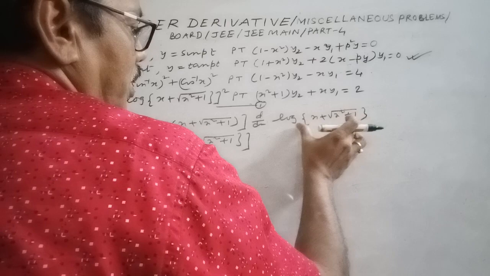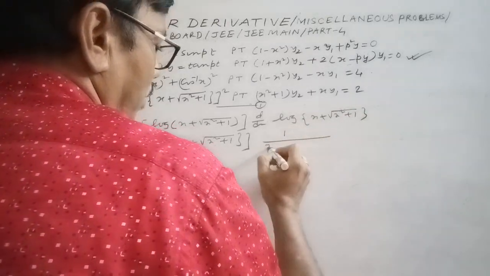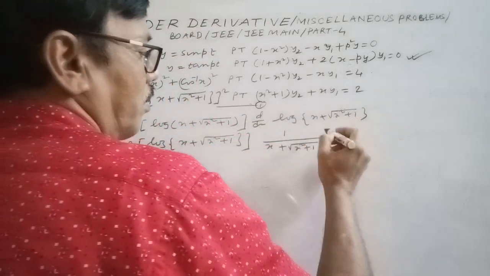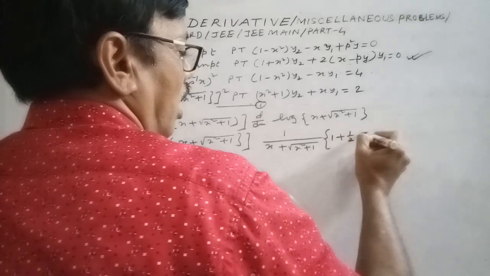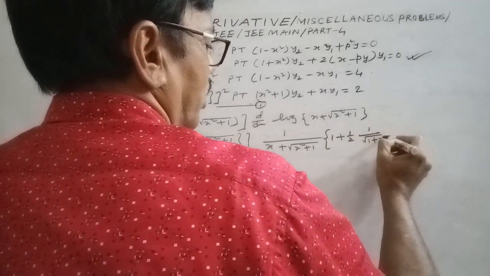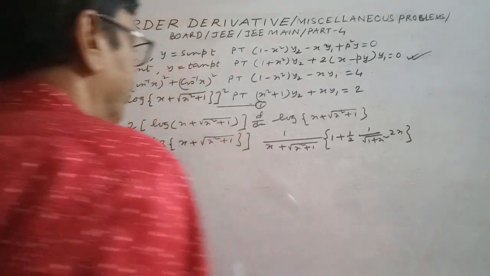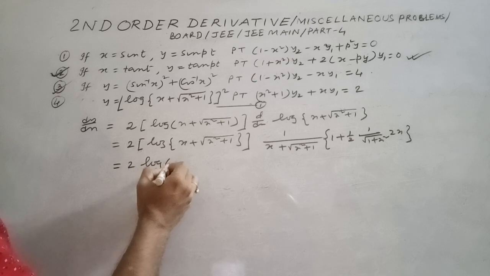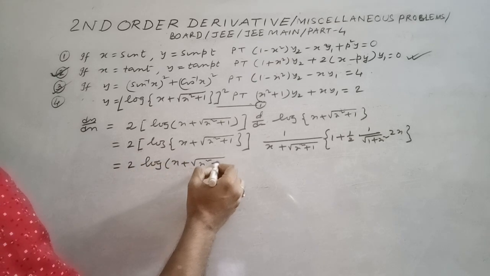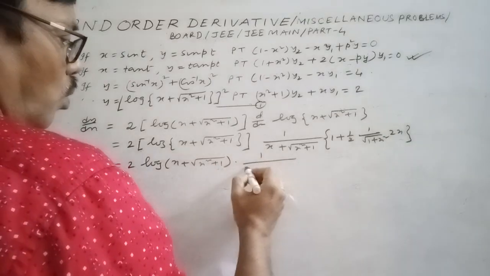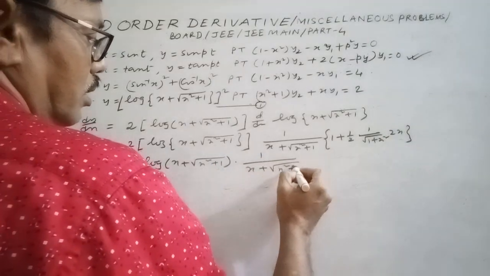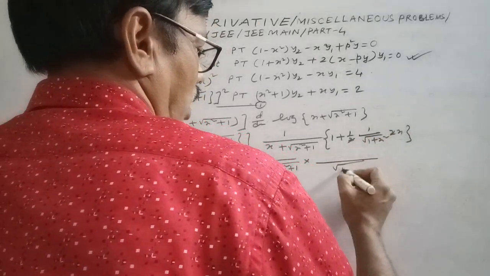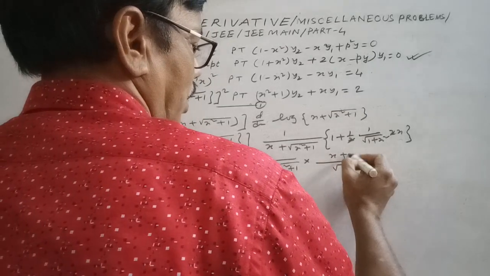Then derivative of this one. We have done it several times. So log, 1 by this, derivative of argument: 1 plus 1 by 2 root over 1 plus x square into 2x. So 2 log x plus root under x square plus 1, by this. Then if you simplify, 2 cancels, root over 1 plus x square is the LCM, x plus x.